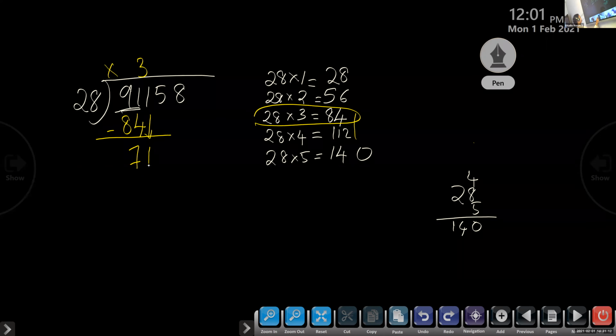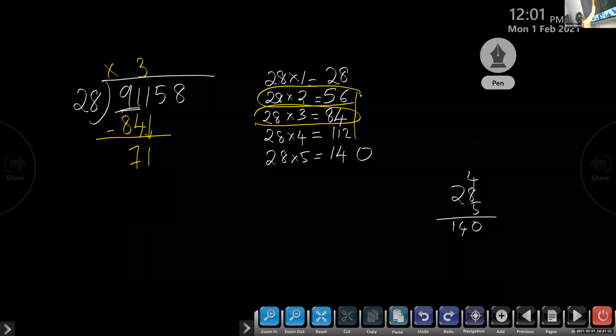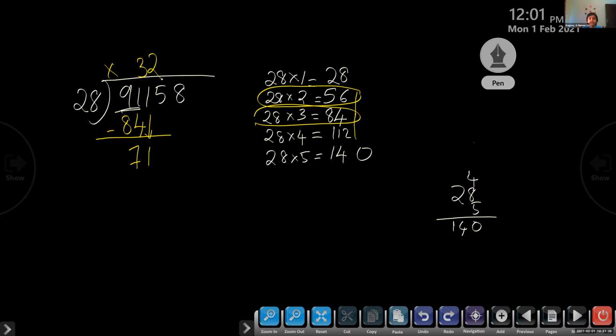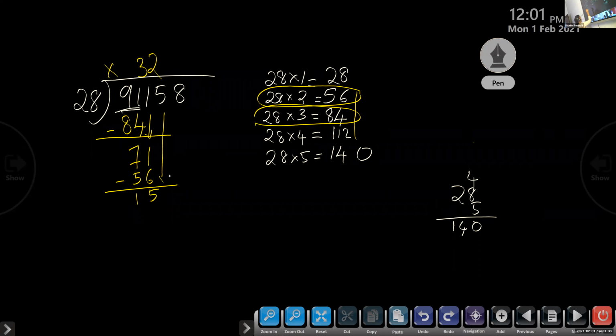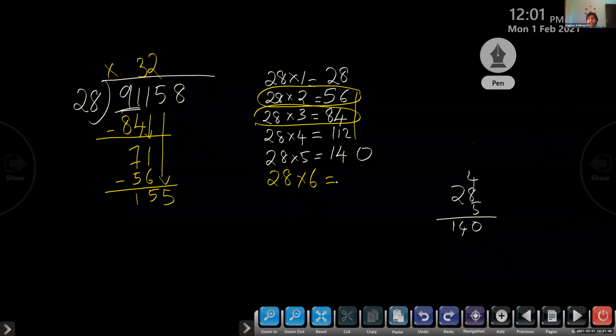Yes? 71. So which one can we take here? 28 times 2 is 56. Okay. 71 minus 56 is 15. So bring down the next number, which is 5. So 155. Can we take 28 into 6? What is 28 into 6? 168.